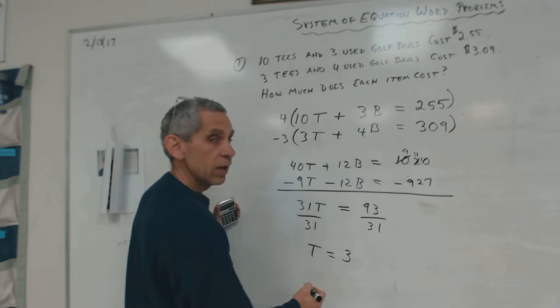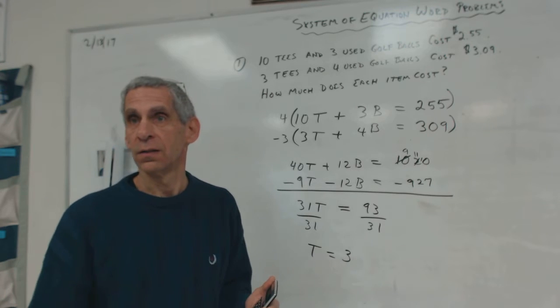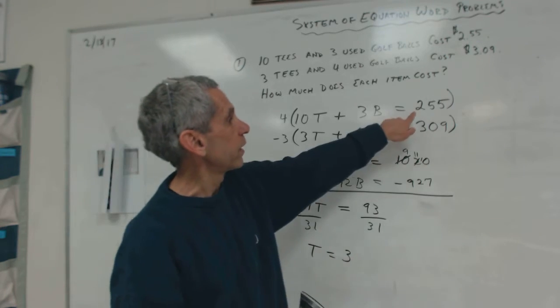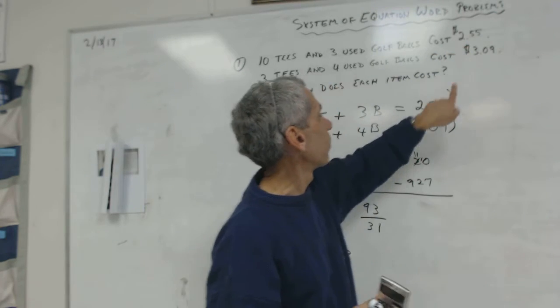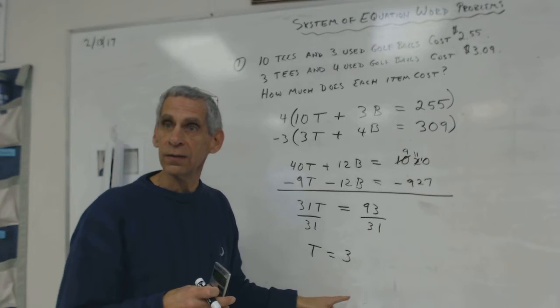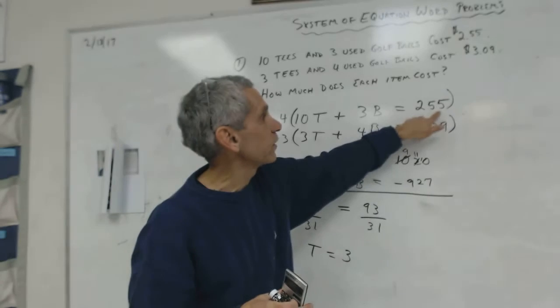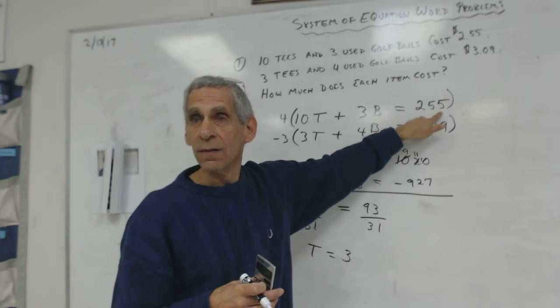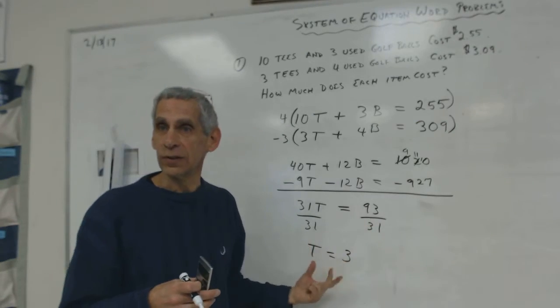T equals 3. 3 what? Dollars. This says dollars here, but what did we put it as? Cents. So we solved it as cents, right? That's cheap. If I had not switched this to cents, then I would have had all these decimals in here. Does that make sense?